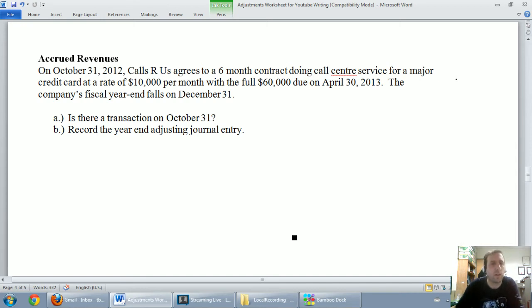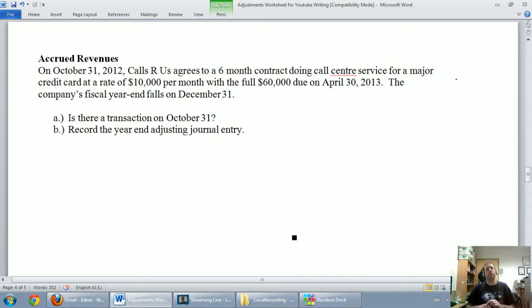So let's read the question. On October 31st, 2012, Calls R Us agrees to do a six-month contract doing call center service for a major credit card at a rate of $10,000 per month, with the full $60,000 due on April 30th, 2013. Okay, so we're this Calls R Us. We've entered into a six-month contract to do call center work for a credit card. They're going to give us $60,000 in 6 months, but we've got to do the work in between now and April 30th. The company's fiscal year end is on December 31st.